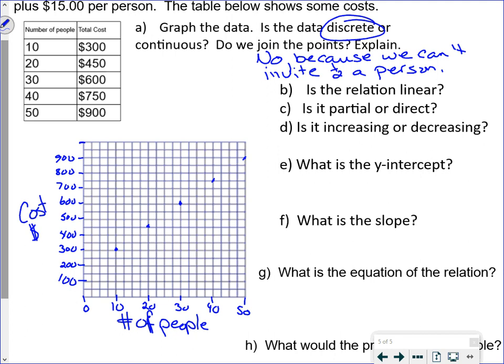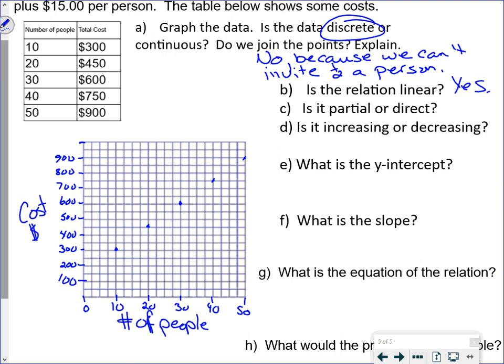Part B asks, is the relation linear? If we look at our graph, it looks to be in a straight line. If we look at the table of values, our x's are going up by 10 each time. Our y's are going up by 150 each time. So therefore, the relation is linear.